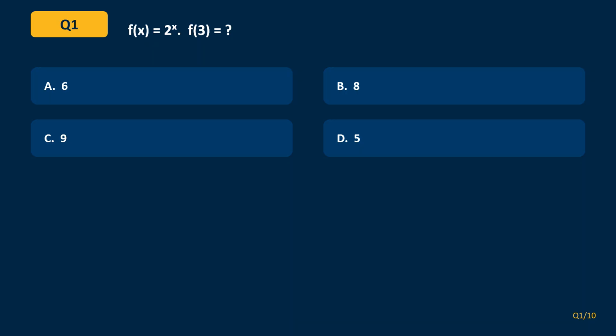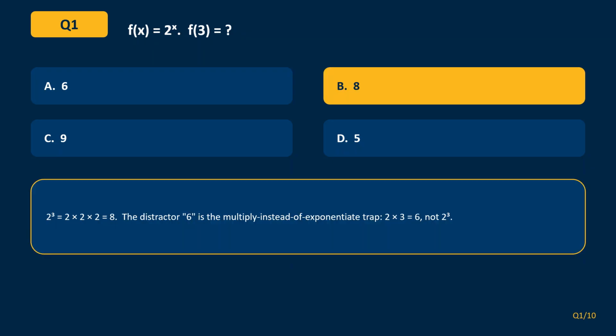Question 1. Given f(x) equals 2 to the x, evaluate f(3). The answer choices are A. 6, B. 8, C. 9, D. 5. Pause now to select your answer. The correct answer is B. f(3) equals 2 to the third, which equals 2 times 2 times 2, which equals 8.